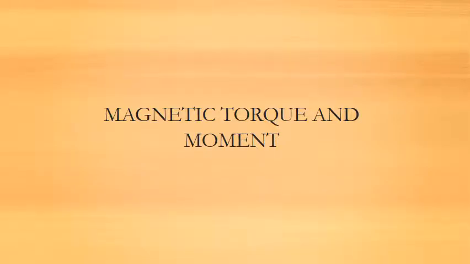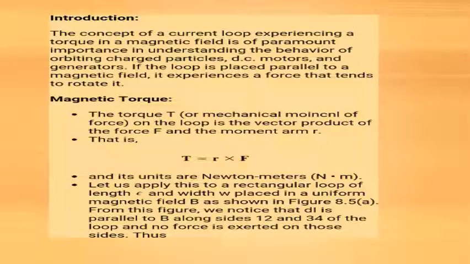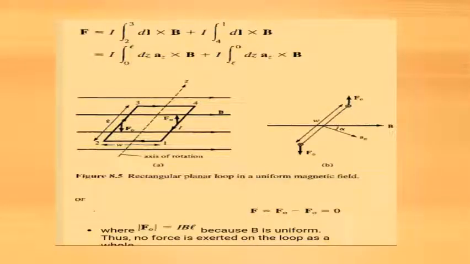Let us discuss magnetic torque and moment. To define torque, torque means force into distance. Here in magnetostatics, the torque is defined as force into moment. The moment is taken as r and the force is F, which is shown in this equation. The unit of force is Newton and the distance, that means moment, is taken as meter. Therefore, the unit of torque is Newton meter.